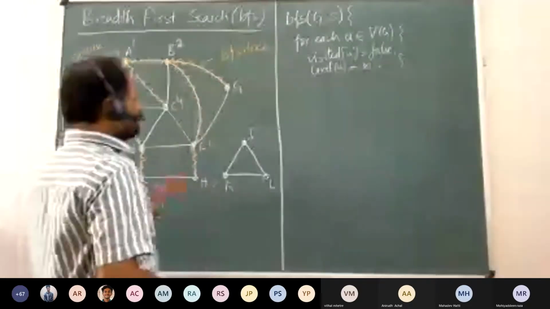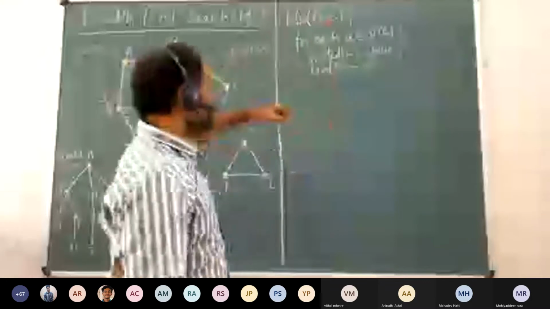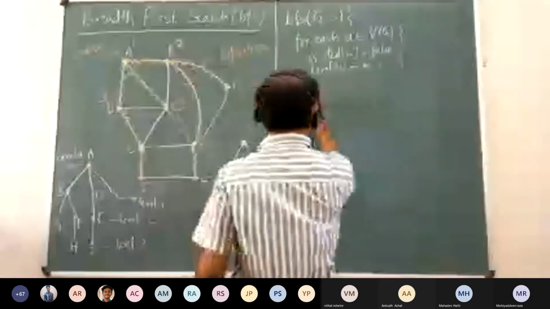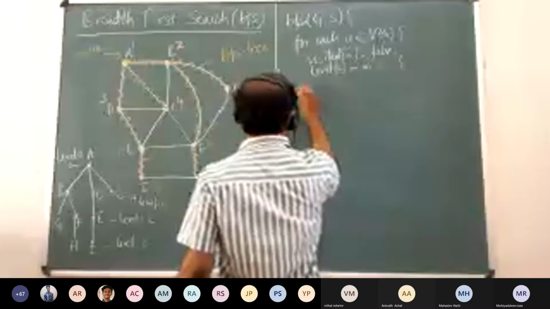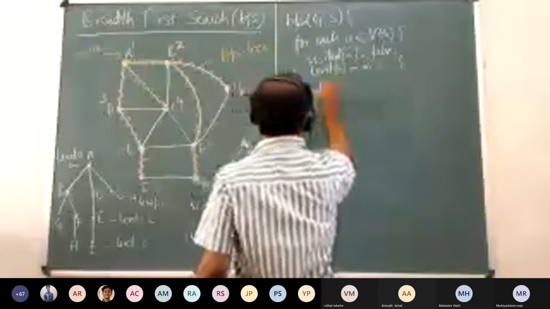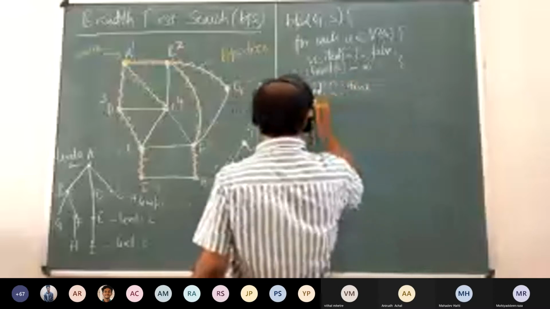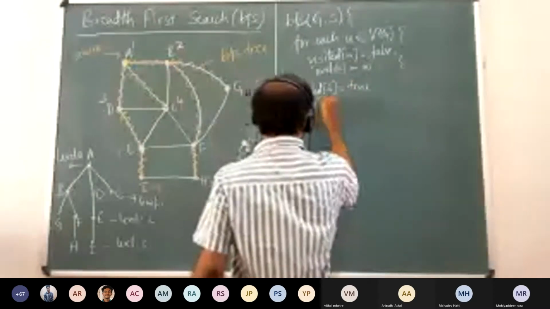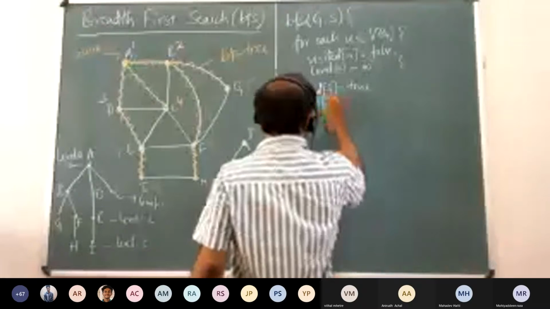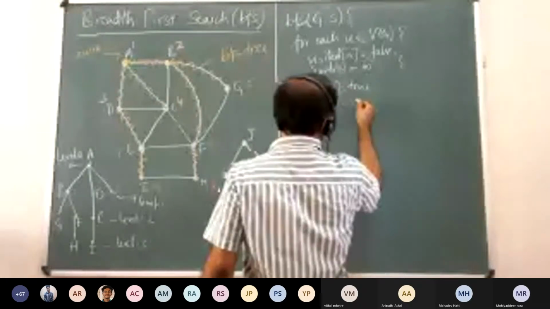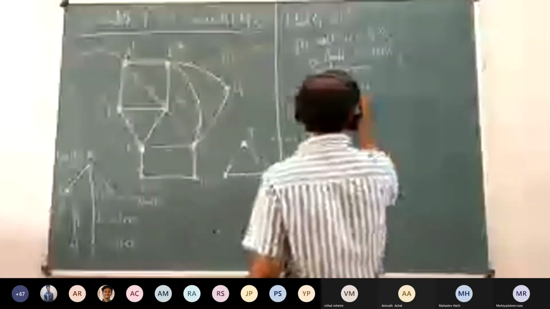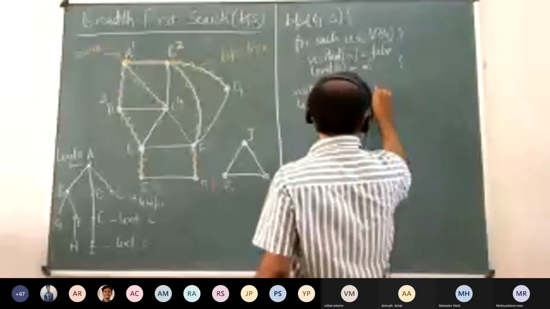Then S is the source, so we will start the traversal from S. We will set visited of S to be equal to true and level of that vertex S to be equal to 0.